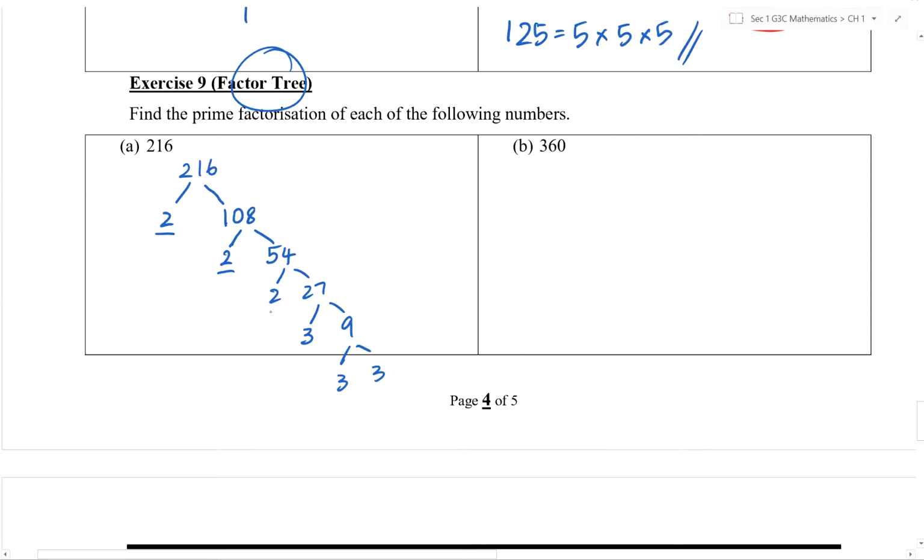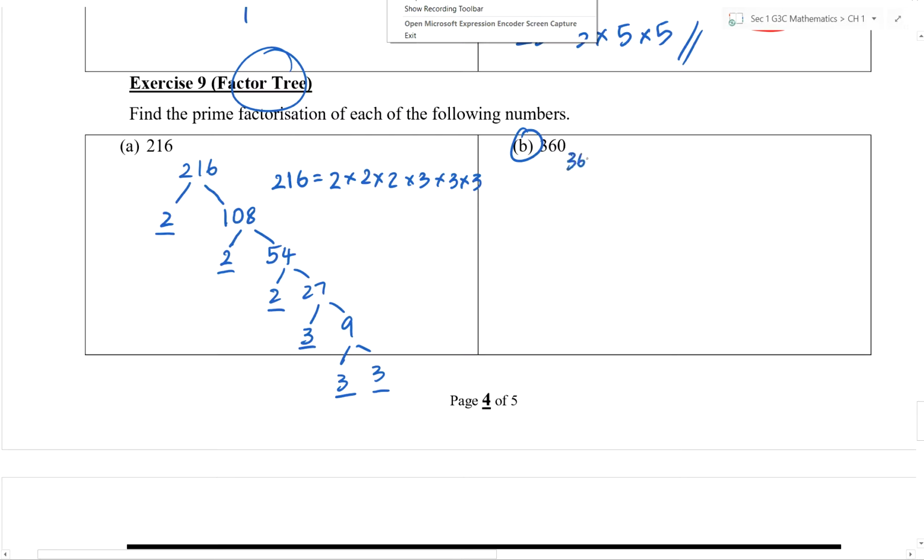So let us identify all the prime factors. I have now underlined all the prime factors. In other words, final answer 216 is equal to 2 times 2 times 2, there are three 2's over there, multiplied by 3 times 3 times 3. Okay? And now it is your turn. Please try part B, 360, using the factor tree. And as you go about doing it, if possible, try and do it mentally.